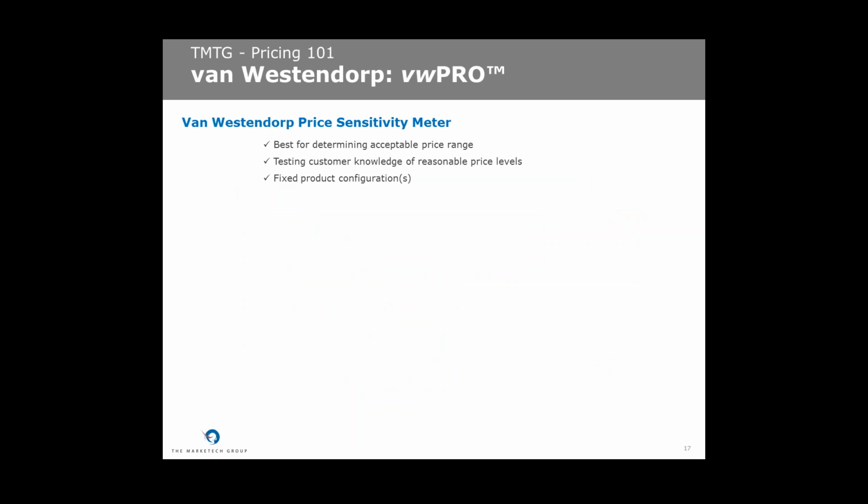Now, von Westendorp, as I mentioned, is fixed product configurations only. It's very good for determining acceptable price range. What von Westendorp does not do is indicate purchase likelihood. It just tells what people think is an acceptable price. I may report that $120,000 is an acceptable price for a Ferrari, but I will never be buying a Ferrari. The likelihood of me purchasing it is basically 0. I've got 2 kids after all. So you have to understand what von Westendorp means, what it gives you, and what it doesn't give you.